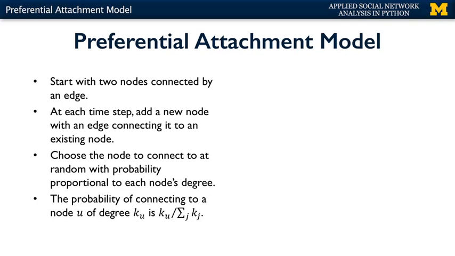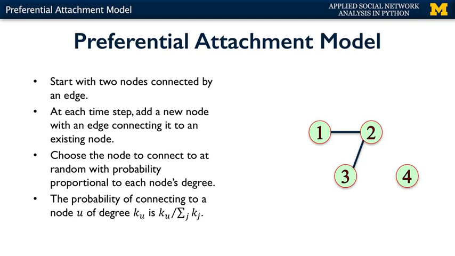Let's run an example of this model. Again, we start with just two nodes connected by an edge, and at each time step we add a new node. Node 3 comes in and attaches to a single node, either node 1 or node 2, with probability proportional to their degree. Right now, nodes 1 and 2 both have degree 1, so the probability of choosing 1 or 2 is 50-50 for node 3. Let's say it chooses node 2.